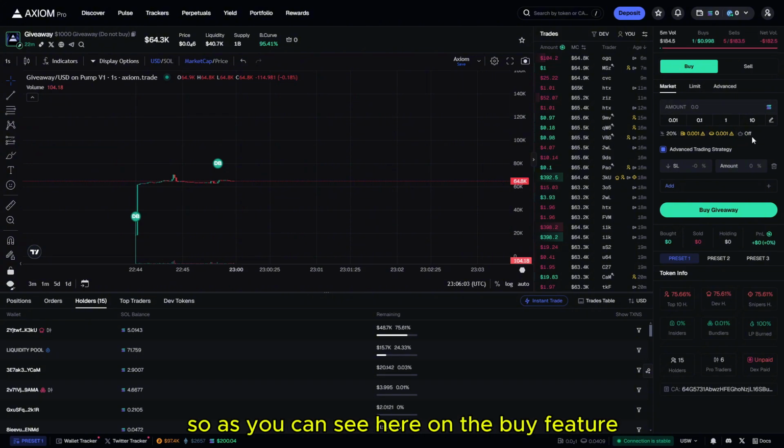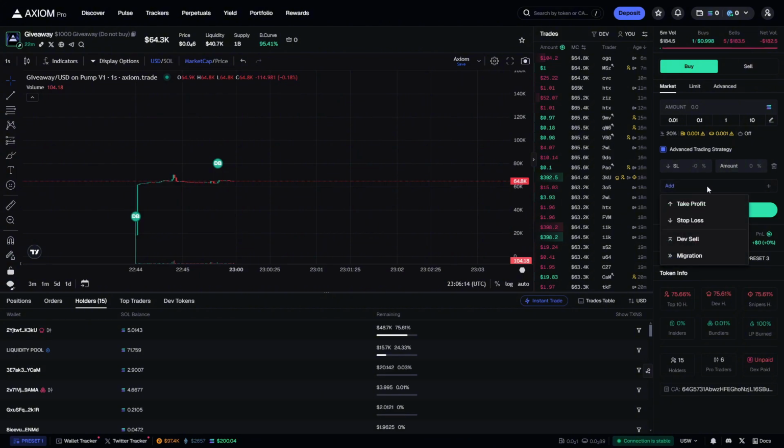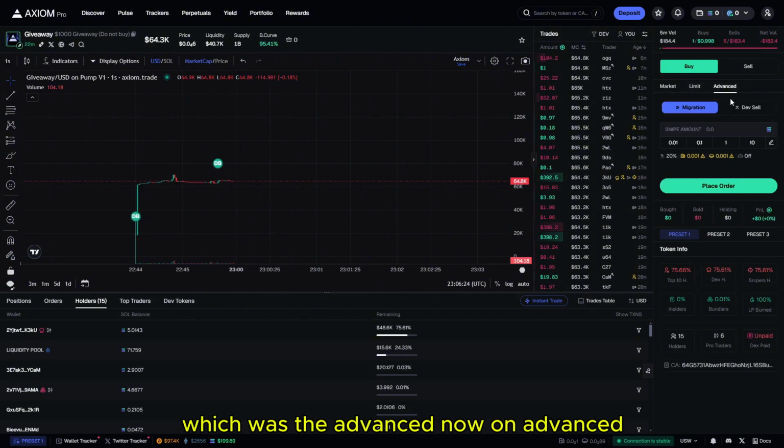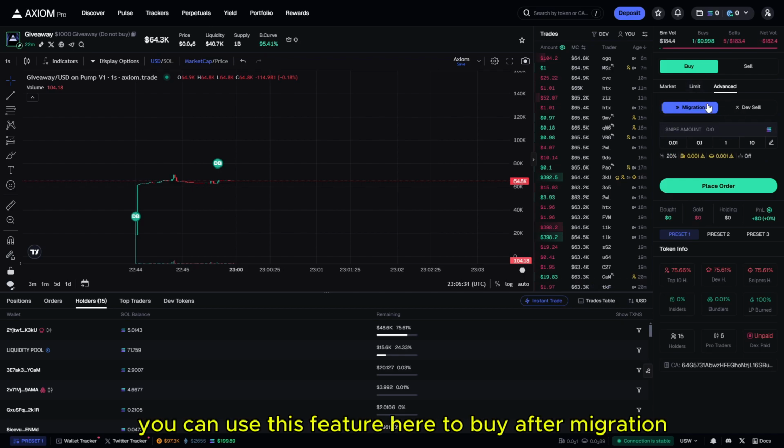So as you can see here on the buy feature, it's got an advanced trading strategy. So you can add a stop loss, I believe you can take profits, you can dev sell. I was playing around with these features earlier, actually. There was a feature here that I really liked, which was the advanced. Now, on advanced, you can use this feature here to buy after migration.